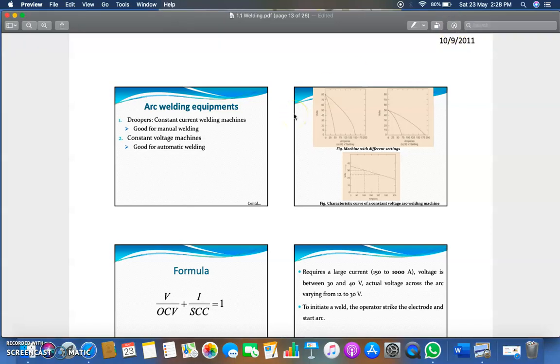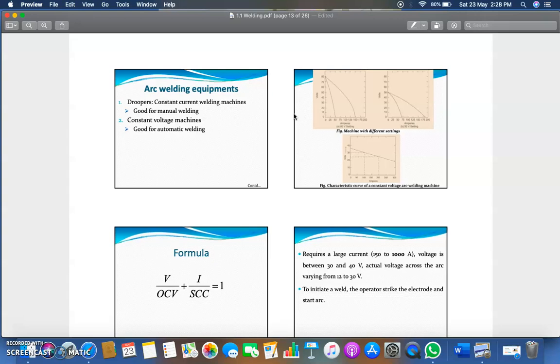As in the last session, we have discussed the arc welding technique or process. So today we will see what other factors and equipment are required for arc welding, as well as the formulation. As you can see in the first slide, which is arc welding equipment.